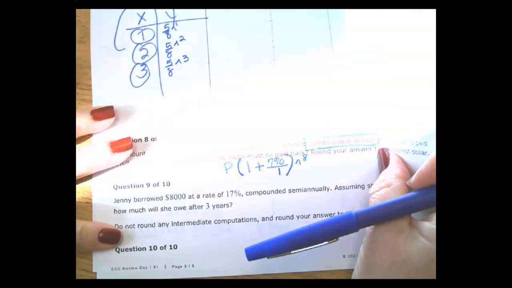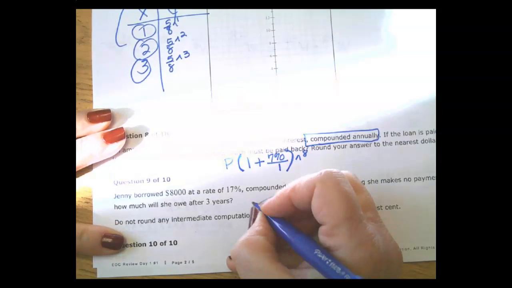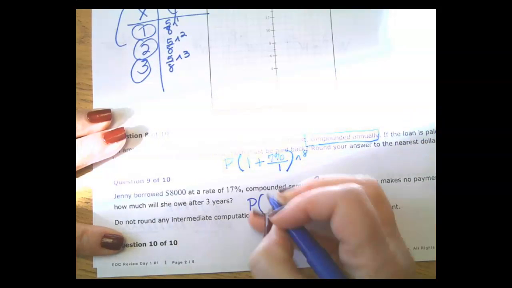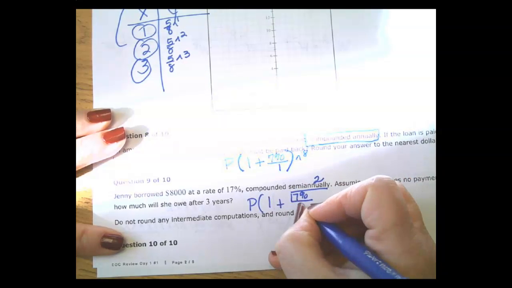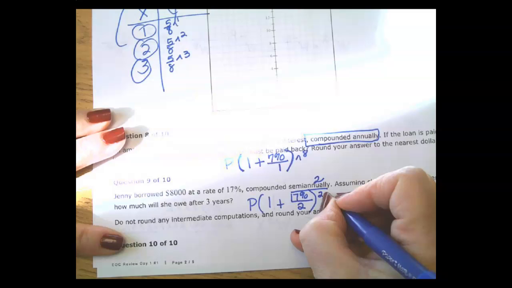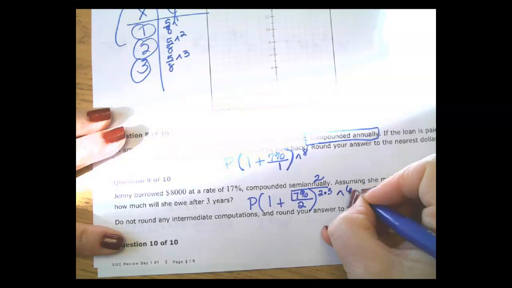This one's a little different because it says compounded semi-annually. There's 2 things that you need to do with that. If it's compounding annually, you need it, semi-annually is twice a year. So what's changing? You have your 8,000. It's increasing. So 1 plus 17%. This time you're going to divide it by 2 here. And then this changes to 2 times how many years? So that's 3. So my caret key would be 6.